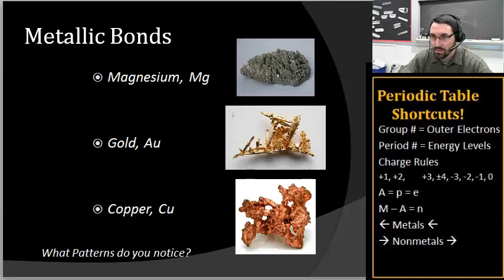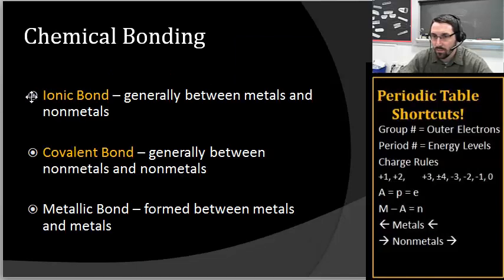And then metallic bonds, they're all metals, which is kind of what you would think if it's a metallic bond. So once again, to summarize that, ionic bonds are between metals and nonmetals. Covalent bonds generally happen between nonmetals and nonmetals. And the metallic bonds form between metals and metals.